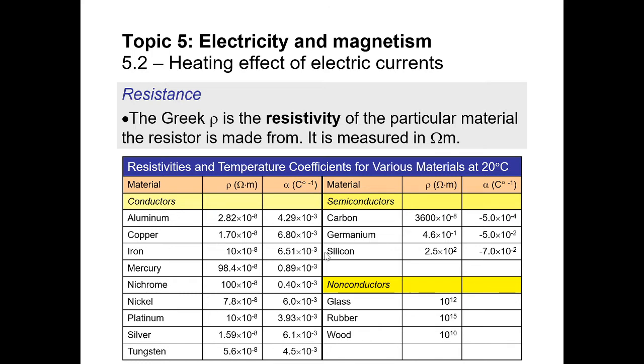Now, if you've ever opened up any kind of electrical device, so if you open up the back of your laptop to clean it or to grease various parts, if you've ever seen the inside of an electrical wire, they're made out of copper. Now, why would it be made out of copper when silver has a lower resistivity?